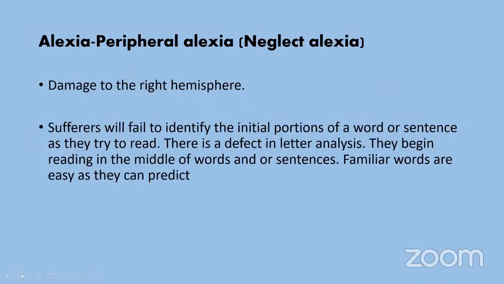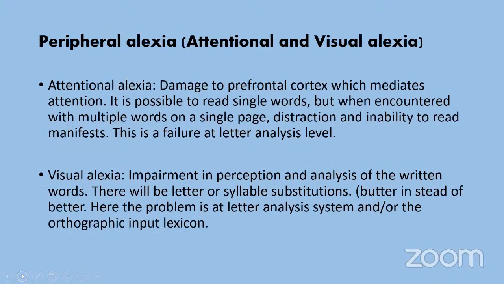Neglect Alexia is damage to the right hemisphere. The sufferers will fail to identify the initial portions of a word or a sentence as they try to read. There is a defect in letter analysis. What they do is they begin reading in the middle of the words or sentences. Familiar words are easy, as they can predict them, but the non-familiar words are difficult to read.